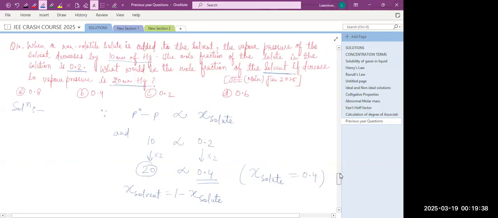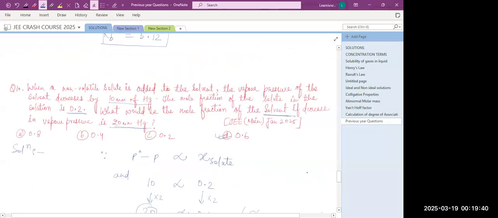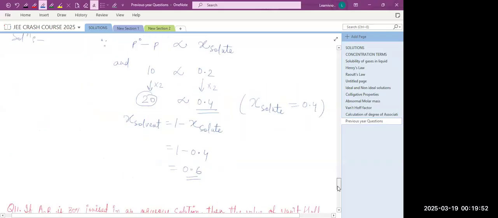So which option is correct? 0.6. See here, a 0.4 option is also given, so don't be confused. They have just asked the mole fraction of solvent, not for solute. So the correct option will be 0.6.